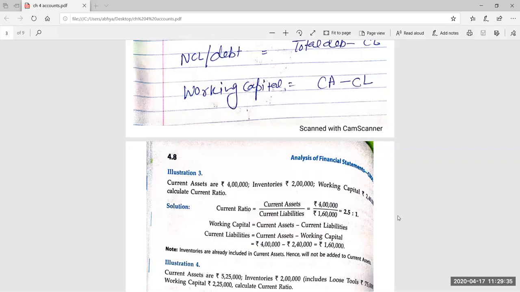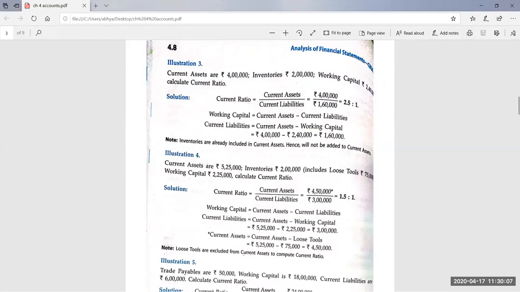Adit has given me an answer. Very good students. Jatin has given me an answer. Khushi, Adit, Anushka, Jatin, best. But different answers are coming. Students, I told you that loose tools will be deducted because in inventory, loose tools are included, and inventories must be included in current assets. So loose tools are already added in current assets. To find out the current assets, we have to deduct loose tools. Here I am showing the answer. Just tell me where you have done wrong.